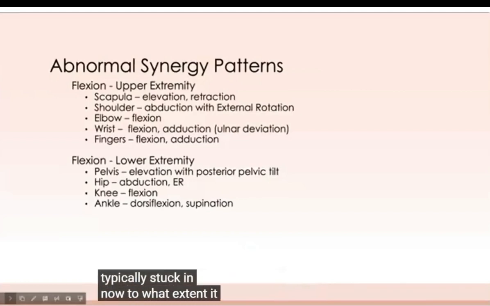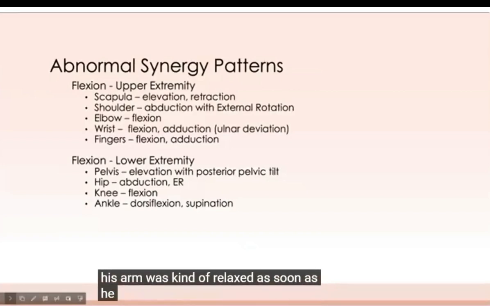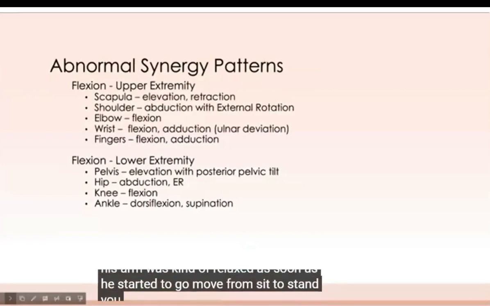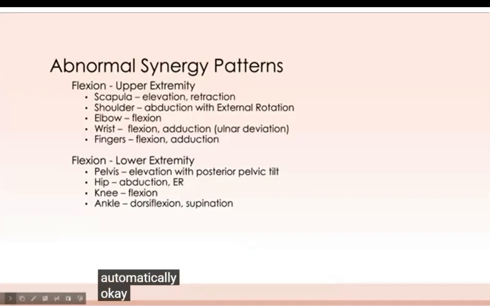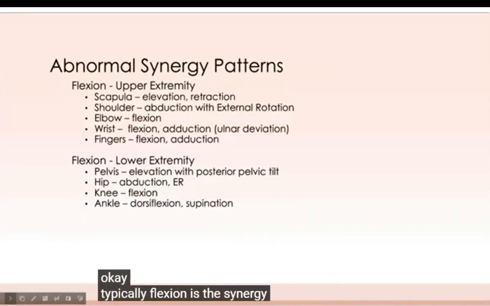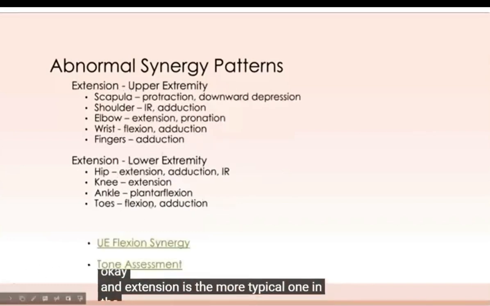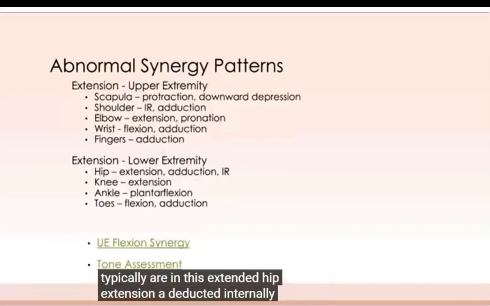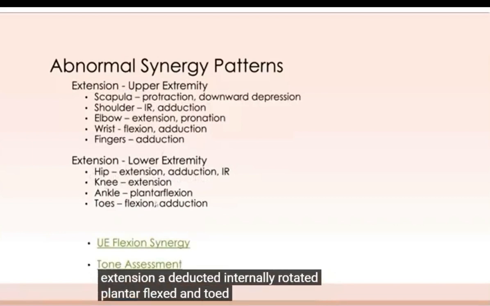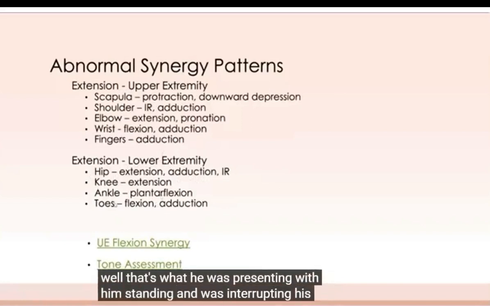Now, to what extent, it depends. But you saw that individual, when he was sitting, his arm was relaxed. As soon as he started to move from sit to stand, you saw his hand pull up. And then as he got into standing, his arm went into that position automatically. Typically, flexion is the synergy for the upper extremity, okay? And extension is the more typical one in the lower extremity. So patients typically are in this extended position: hip extension, abducted, internally rotated, plantar flexed, and toes flexed. That's what he was presenting with in standing and was interrupting his walking, right?